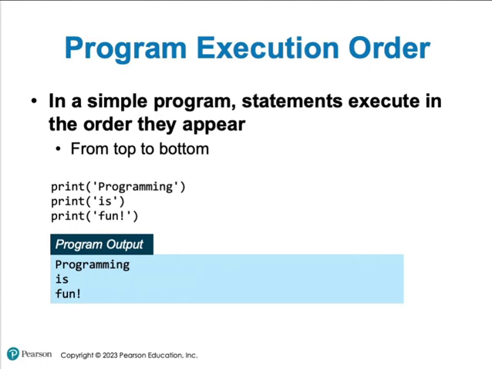So here are 3 print statements in a row, and this is what they mean from top to bottom, and what I'm calling a straight line program. It prints programming, it prints the word is, and then prints fun with an exclamation point. So the 3 lines in the middle are 3 print statements of Python code, and then when you run that, in the blue box is the output that this Python code is going to generate.